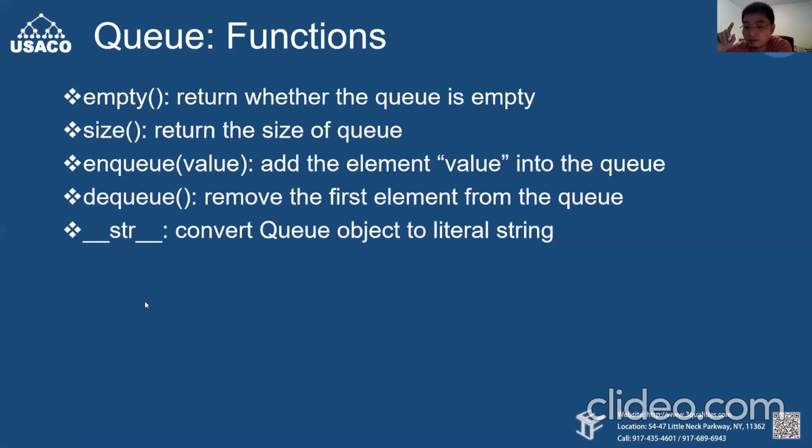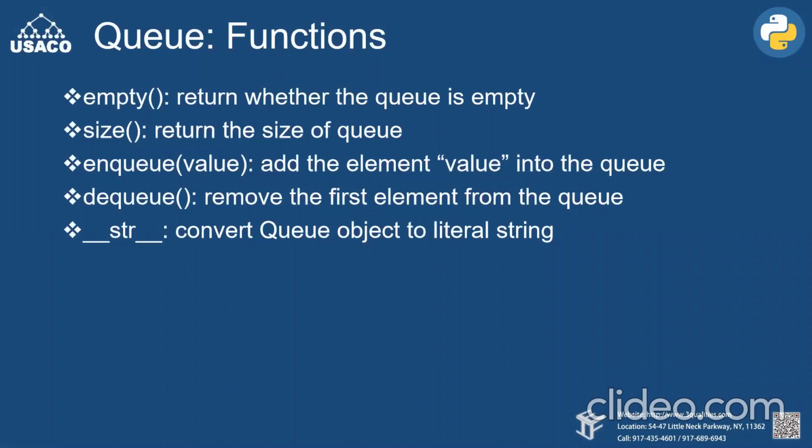Be careful here. When we're talking about the pop function for the stack, it removes the topmost element, or you can say the last element of the stack. But in the context of a queue, when we say remove, it always removes the first element. Whoever comes first will be handled first. That's different. And the last one is the underscore string underscore.